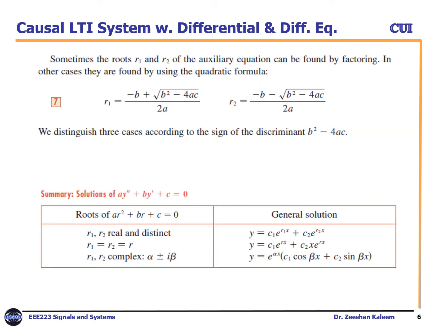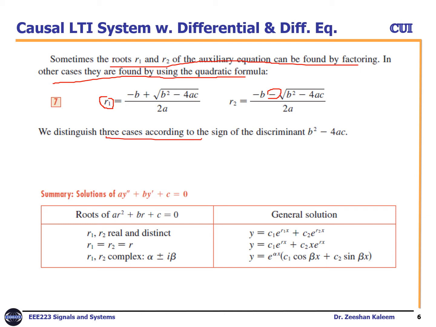Sometimes the roots r1 and r2 of the auxiliary equation can be found by factoring. Like you have an equation, you need to find the factors, and using that factoring method you can find the solution easily. In other cases, they are found by using the quadratic formula. This is the quadratic formula to find the roots: r1 equals minus b plus square root of b square minus 4ac over 2a, r2 equals minus b minus square root of b square minus 4ac over 2a.